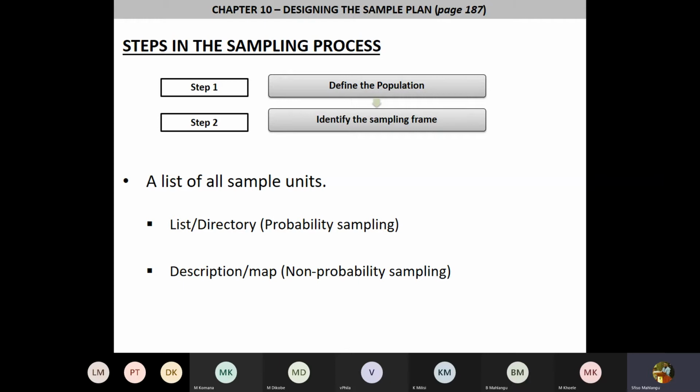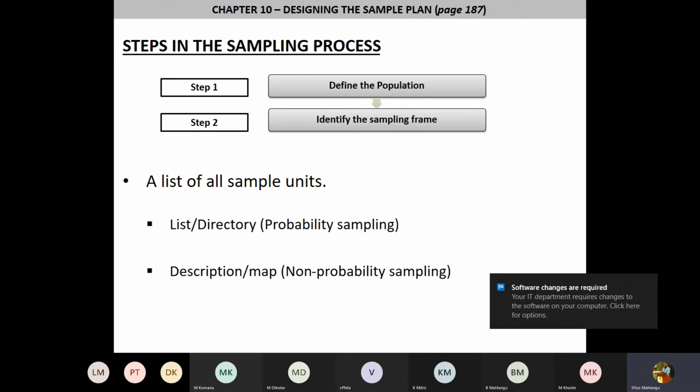So what is the description? That's where you describe your respondents. Who are they? For example, how old are they? Are they females or males? We don't have a list, but when you describe them and provide a description, it becomes easier for us to say our sample frame is these people because they have these characteristics.